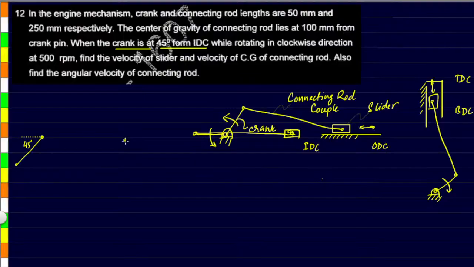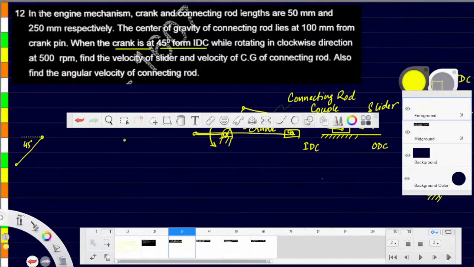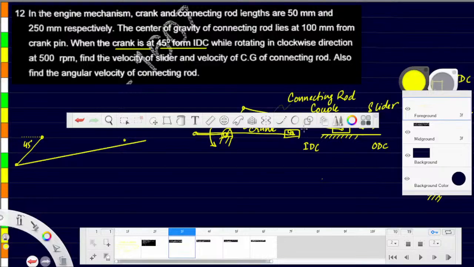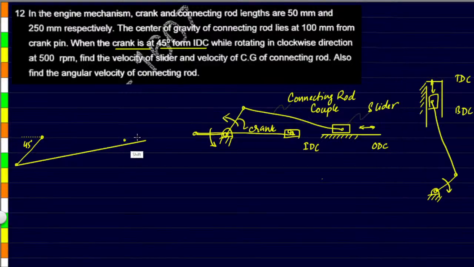We take this point as a reference and draw an angle of 45 degrees. Next we will have to take a coupler. The coupler we will draw like this, and the slider will be somewhat like this. This will be at the center, and of course the slider is going to be sliding on a horizontal plane like this. So this is the position, and this angle is 45 degrees.